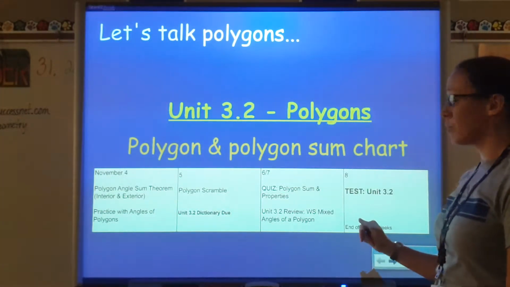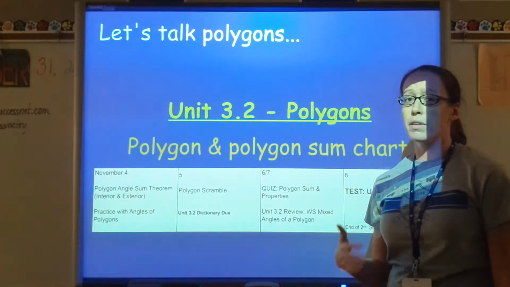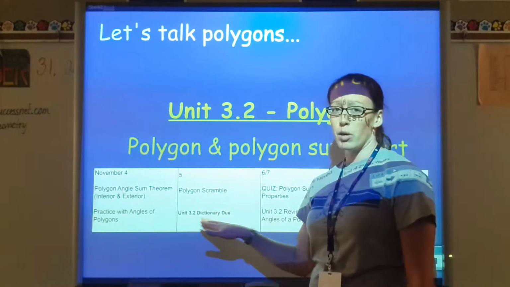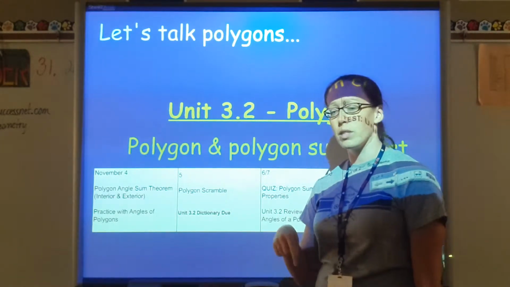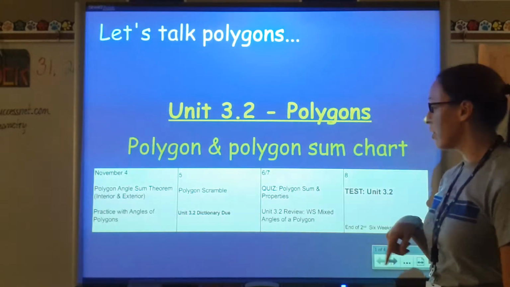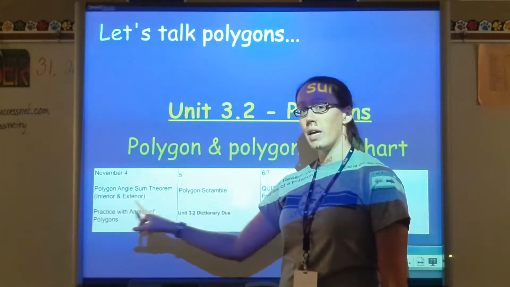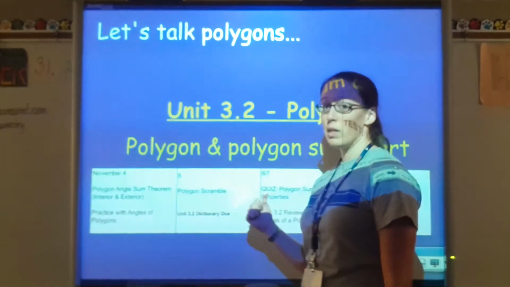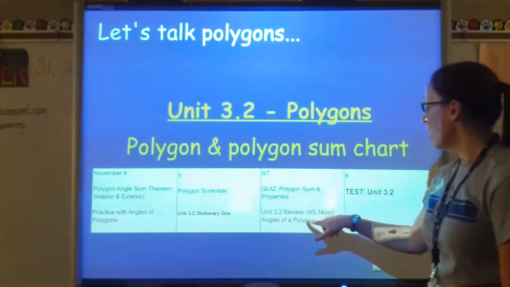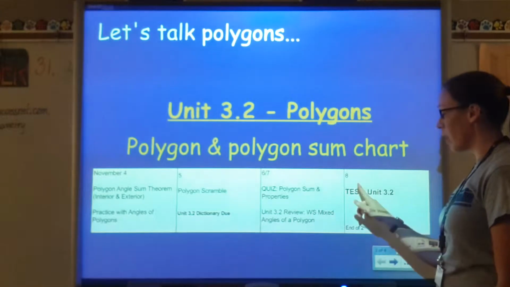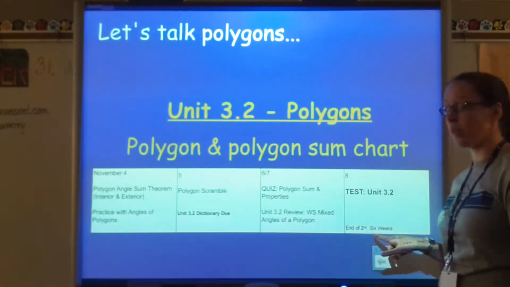Looking at the rest of this week, you'll notice that this unit is very quick, very short. Your dictionary is due tomorrow. You got those terms last Friday on the day of the test. We also have a very quick quiz over polygon sum and properties. So if you're paying attention today and tomorrow, that quiz is going to look really good. We're going to review on Wednesday, Thursday, and then we have a test on Friday. Notice that is the end of our 6 weeks.